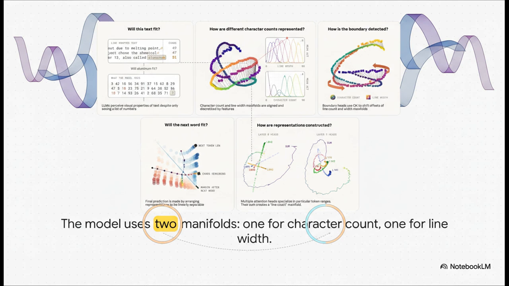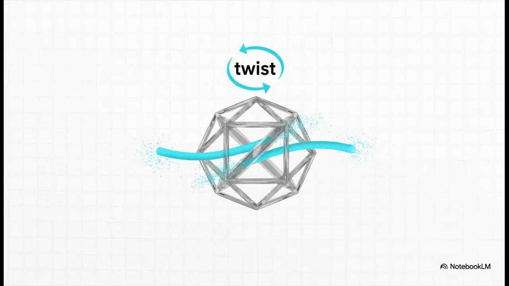You also have to know where the finish line is. So to do this, the model actually builds 2 separate but very similarly shaped manifolds. You've got one for its current character count, that's the blue and purple one, and another for the total width of the line, which you see in yellow and green. The whole calculation really comes down to this one super elegant operation.